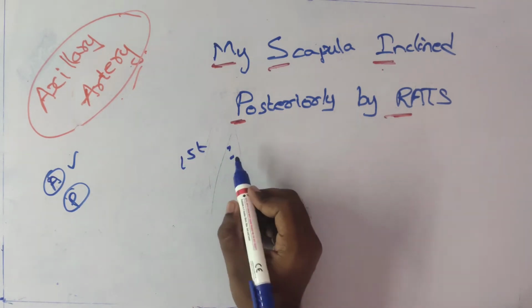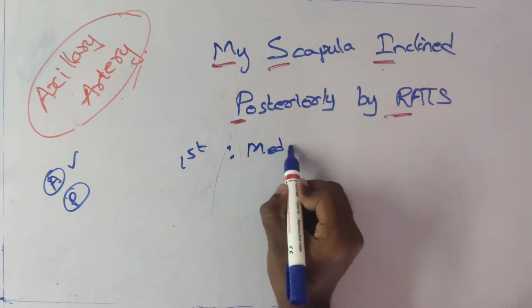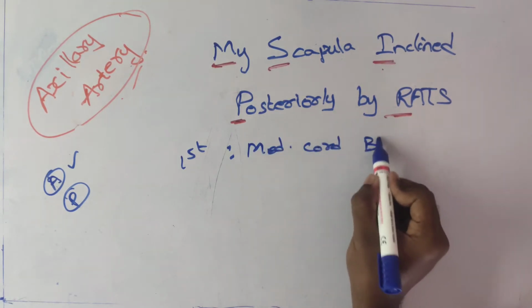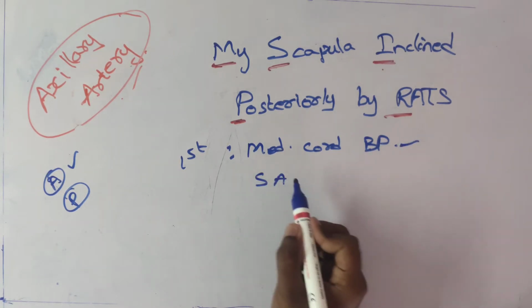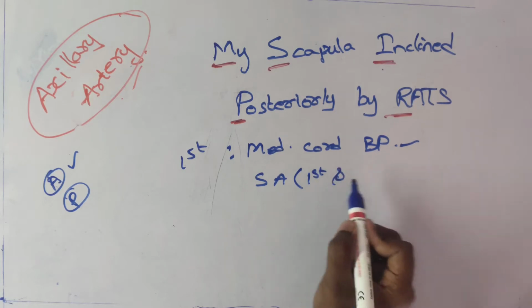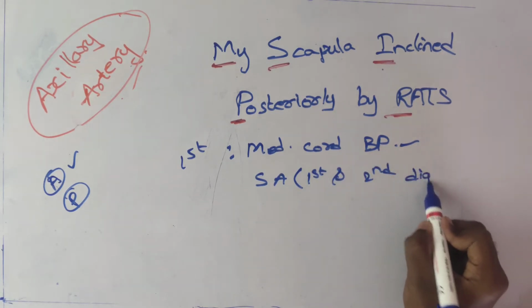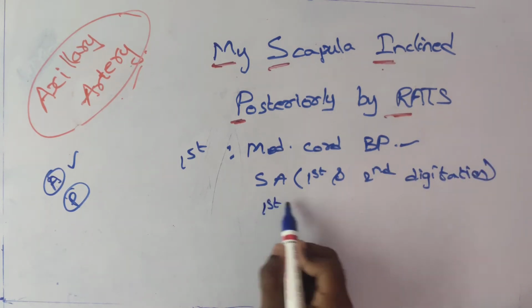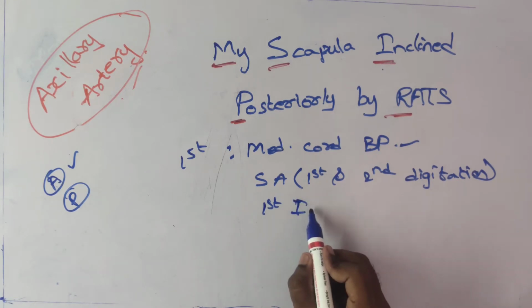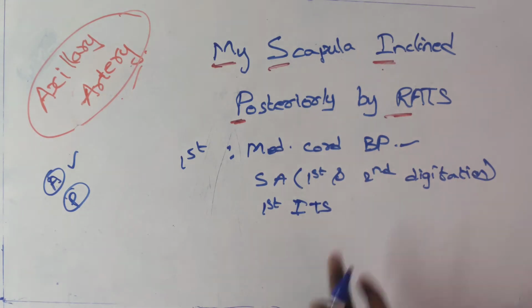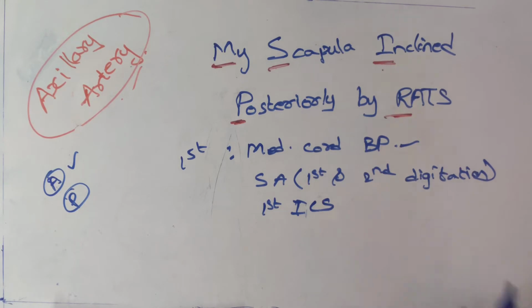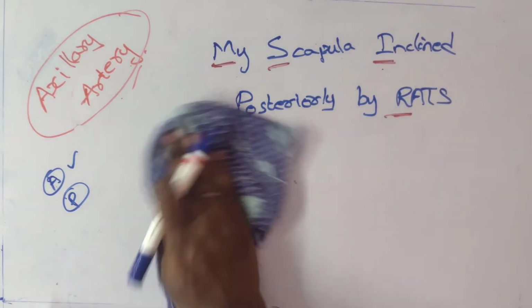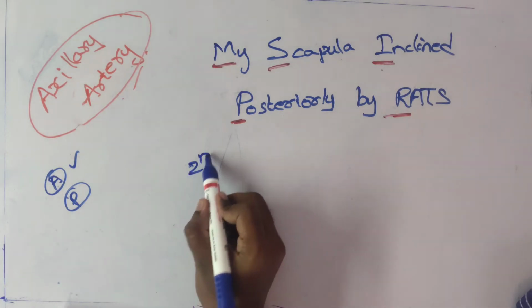Now coming to the first part: medial cord of brachial plexus, serratus anterior, which includes the first and second digitations, and the first intercostal space with intercostal muscles. This is the first part. Next, coming to the second part.